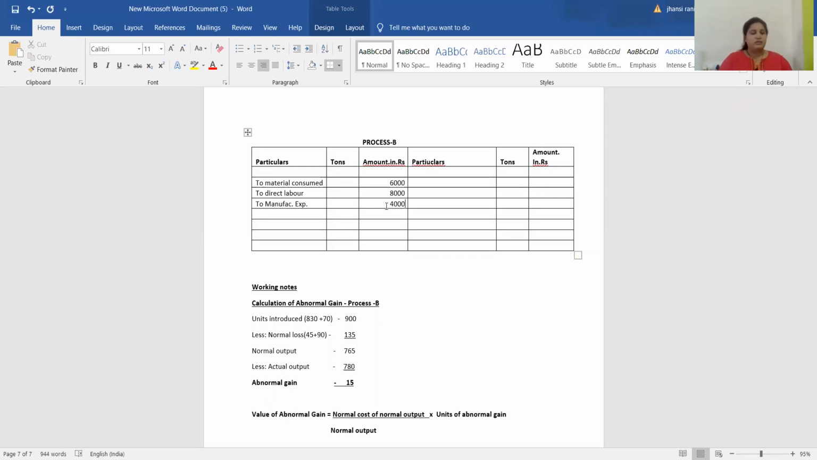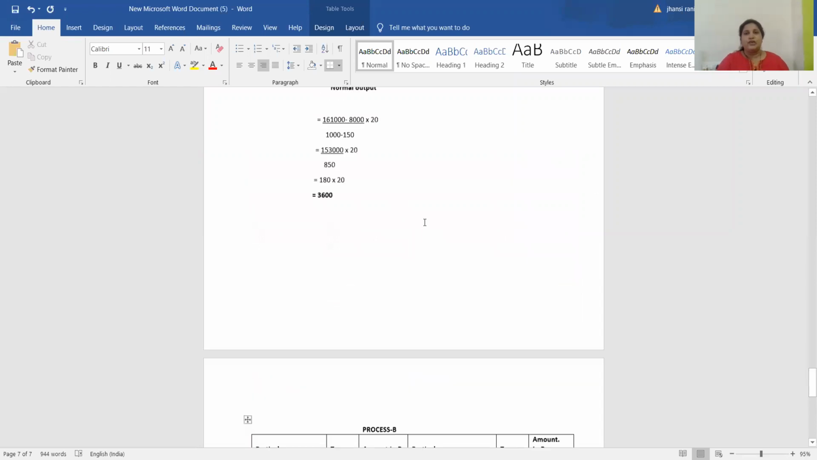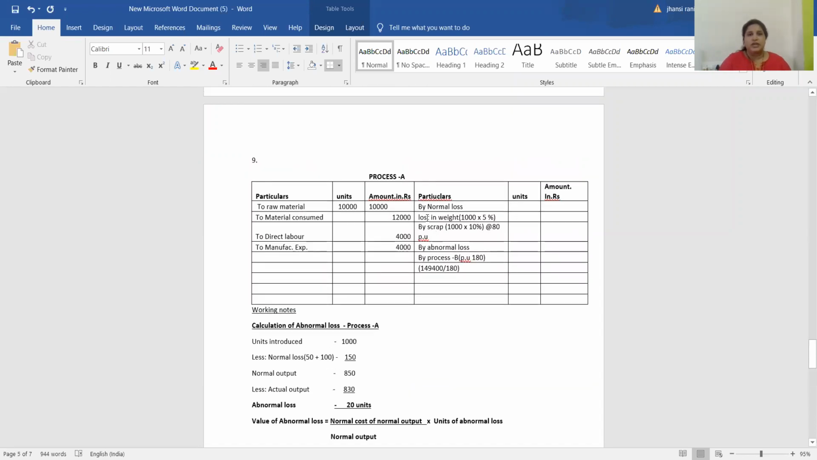Apart from this, they are telling us that normal loss is 5% of input. As it is a loss, we write it on the credit side, by normal loss. In the weight, it is 5%. The number of units is 10,000, so 10,000 into 5%.